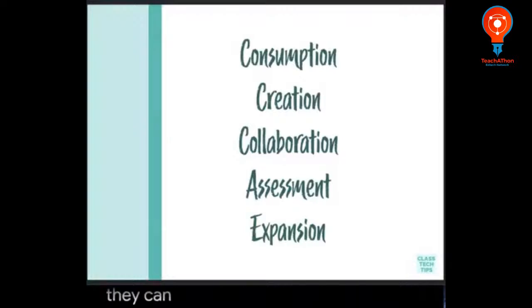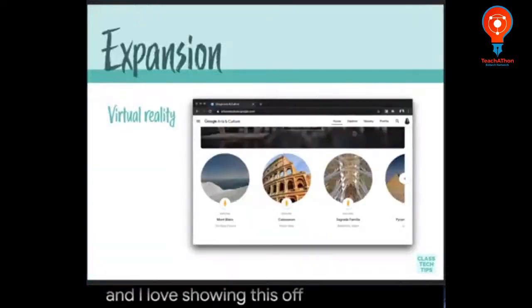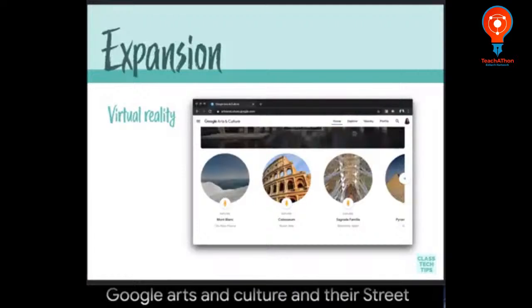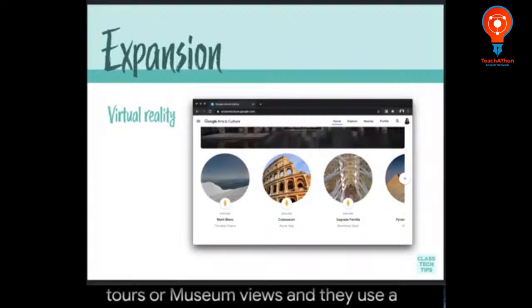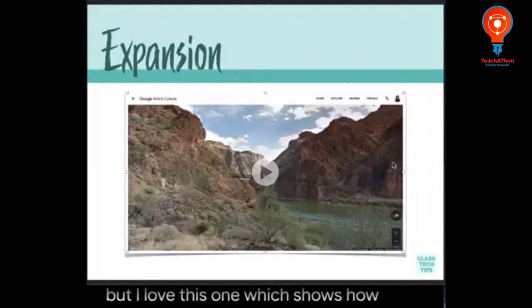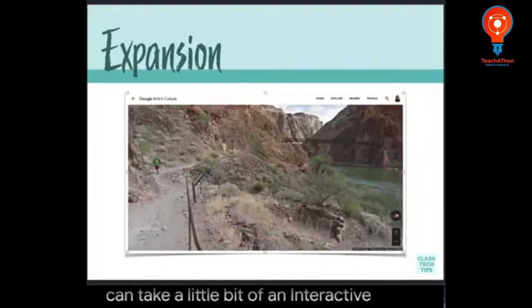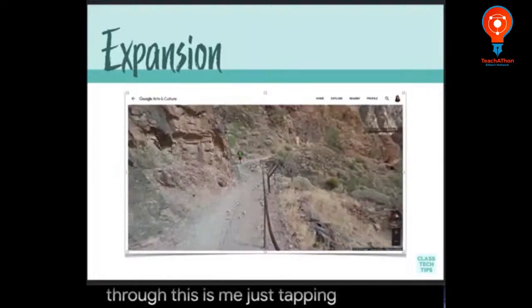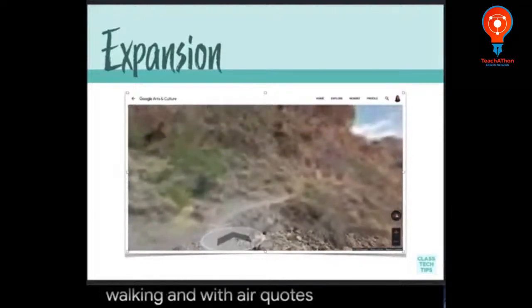Now, the very last one to add to our list as we talk about really getting kids into a space where they can be creative and where you can inject creativity into your classroom is expansion. And I love showing this off with the tool Google Arts and Culture and their street tours or museum views. They use a couple different names to describe them. But I love this one, which shows how you can take a little bit of an interactive walkthrough. This is me just tapping and walking with air quotes here on my screen.